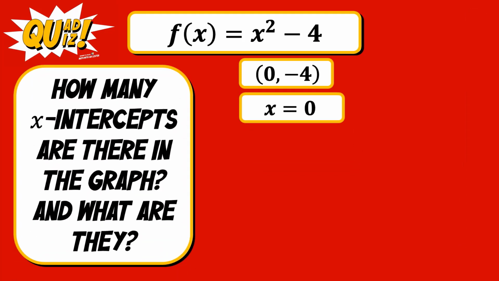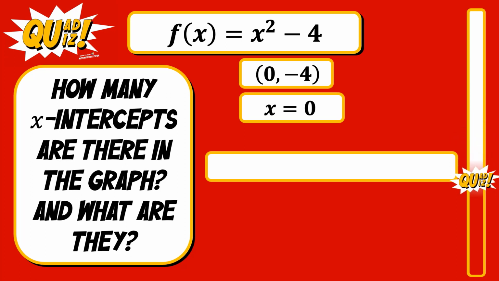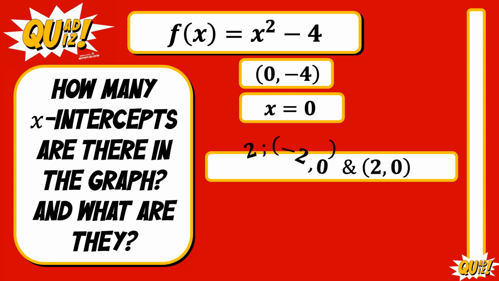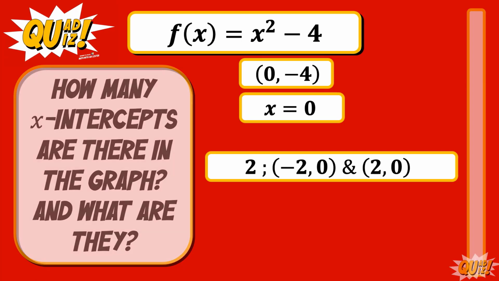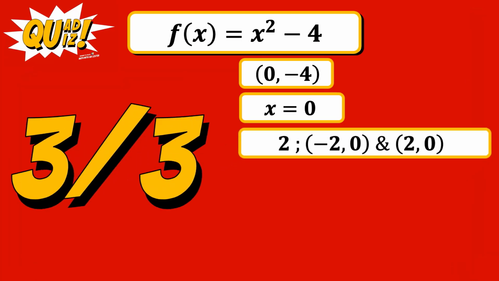And the last question, how many x-intercepts are there in the graph of the given function, and what are these? We have 2 intercepts. It's at -2, 0 and 2, 0. Did you get 3/3? If not, please continue viewing this video.